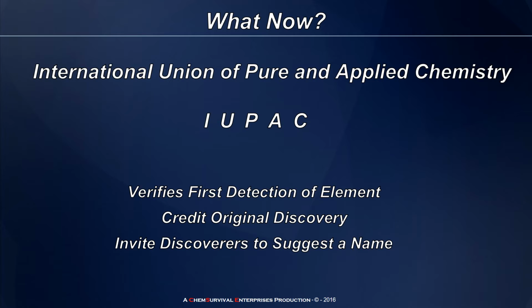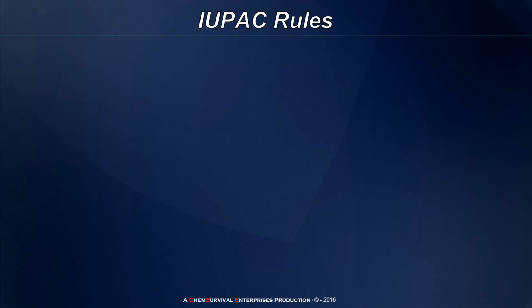After that's done, IUPAC will then review the name by committee and consult with about 15 other standards organizations before making the names available for public comment. At that point, the names can finally be verified and assigned. So it's going to take us a little while to get there. But the discoverers can't just give it any name they want to.